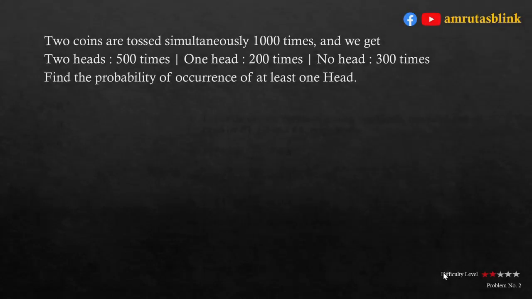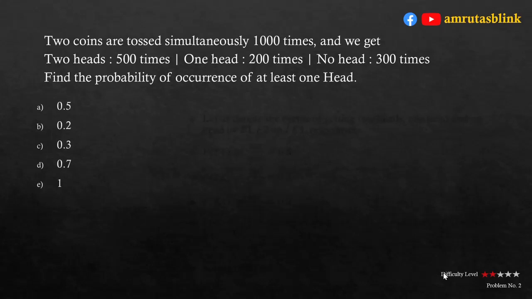Let's move ahead with problem number 2. Two coins are tossed simultaneously 1000 times. We get two heads 500 times, one head 200 times and no head 300 times. Find the probability of occurrence of at least one head. Again options are given: 0.5, 0.2, 0.3, 0.7 and 1.